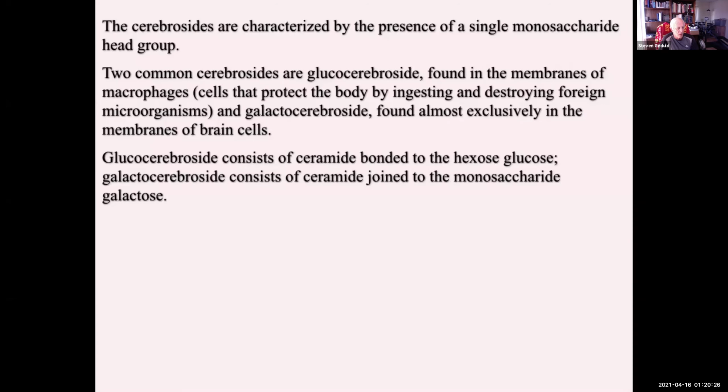So glucocerebroside consists of the ceramide bonded to the hexose glucose. Remember the glucose sugar, the hexose, the 6-ring structure of it. And galactocerebroside consists of ceramide joined to the monosaccharide galactose. So glucocerebroside in your macrophages has the glucose monosaccharide attached on the end of it. Galactocerebroside has the galactose sugar attached to the ceramide.